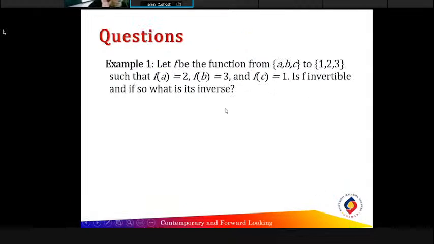So let f be the function from {a, b, c} to {1, 2, 3} such that f(a) equals 2, f(b) equals 3, f(c) equals 1. Is f invertible and what's the inverse?